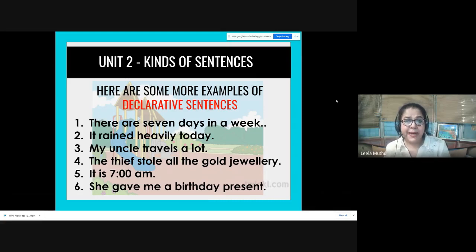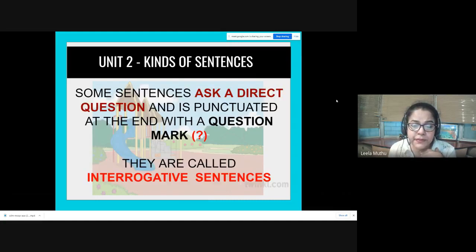She gave me a birthday present. Proudly told to one of your friends about somebody who gave you a birthday present. She gave me a birthday present. Information, children, always ends with a full stop, and these kinds of sentences are called declarative sentences. Okay, so now let's go to another type of sentence.